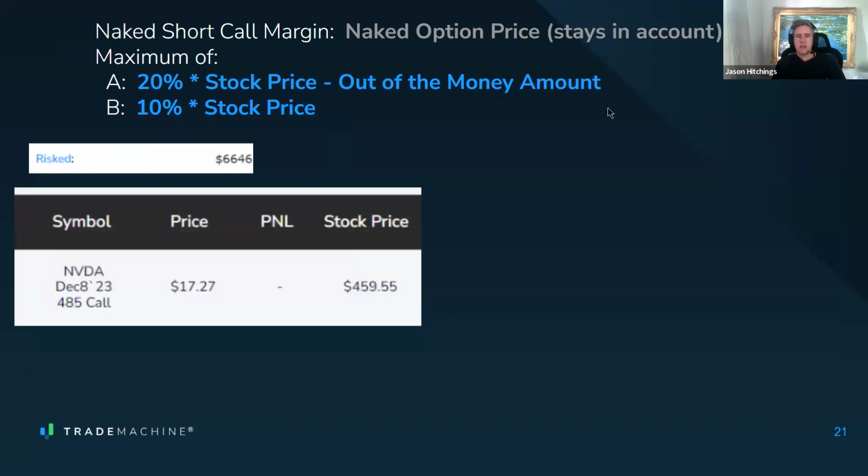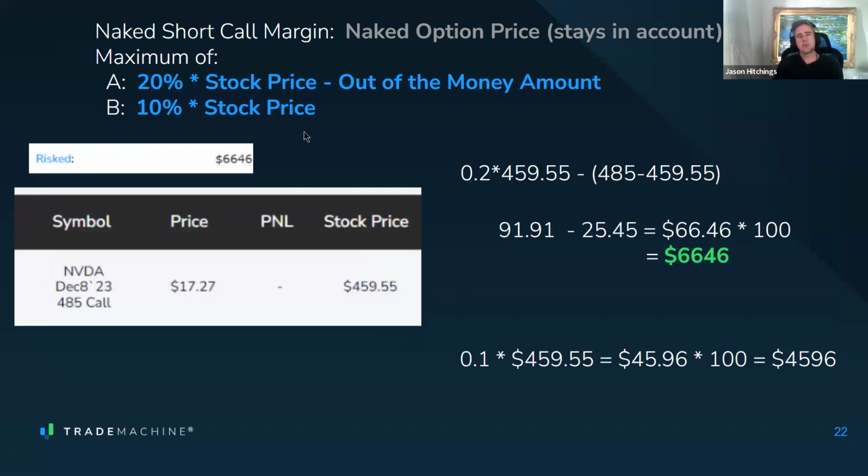We're going to look at the same calculation here. The strike that got traded was this 465. Stock price is around 460, and it's going to be the greater of these two. The first calculation, you end up with 66.46, and the second one, you end up with 45.96. And so you can see that the amount risked here is the 66.46.